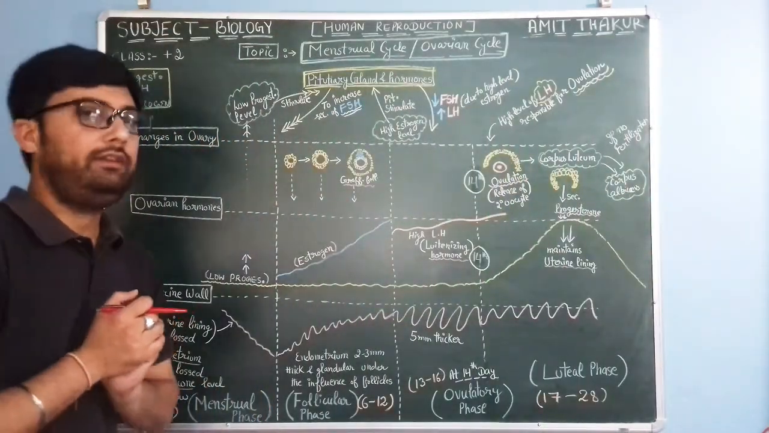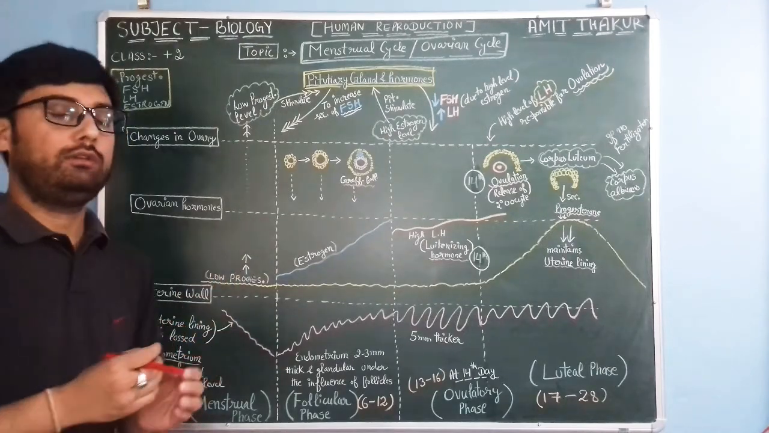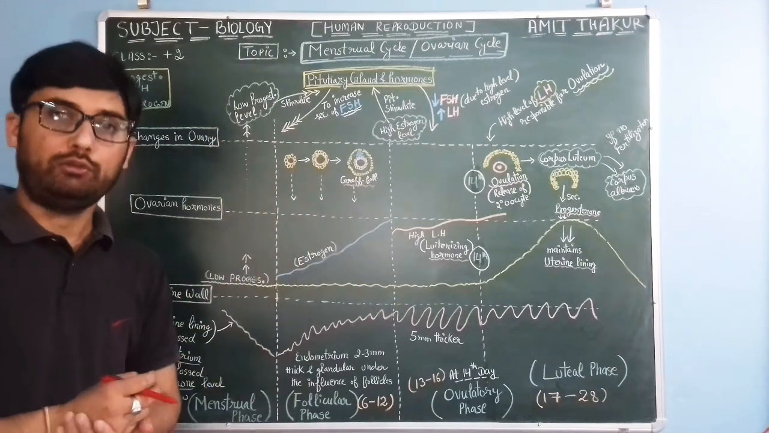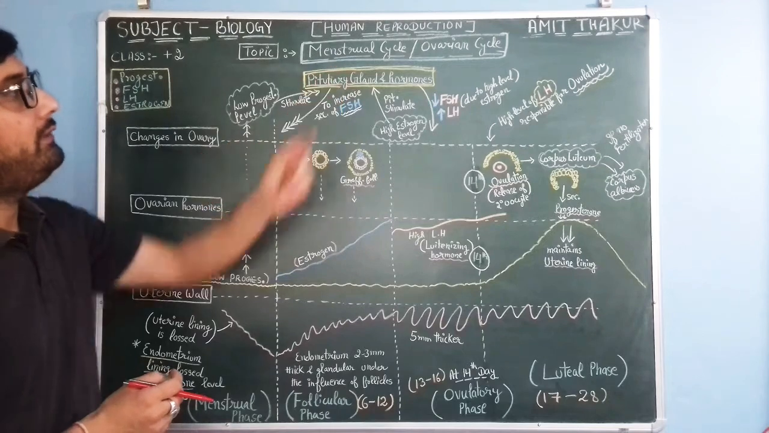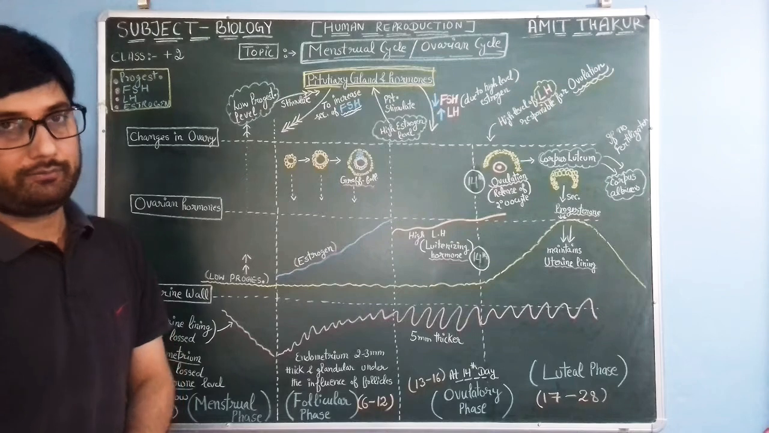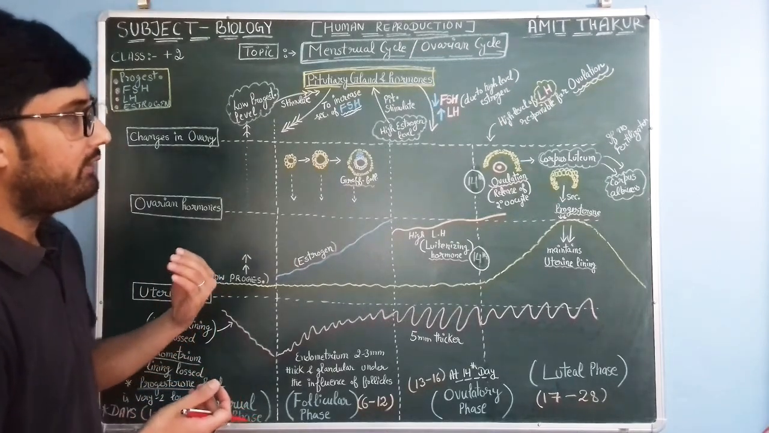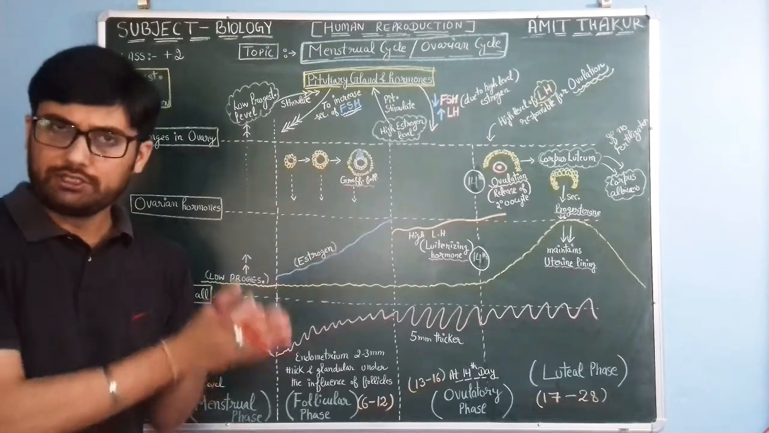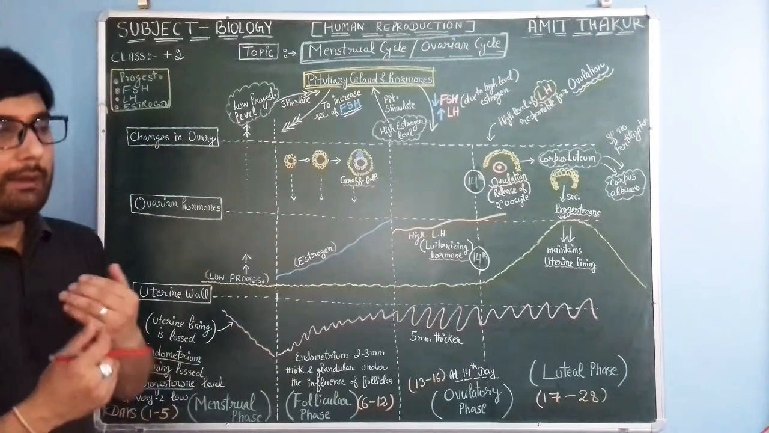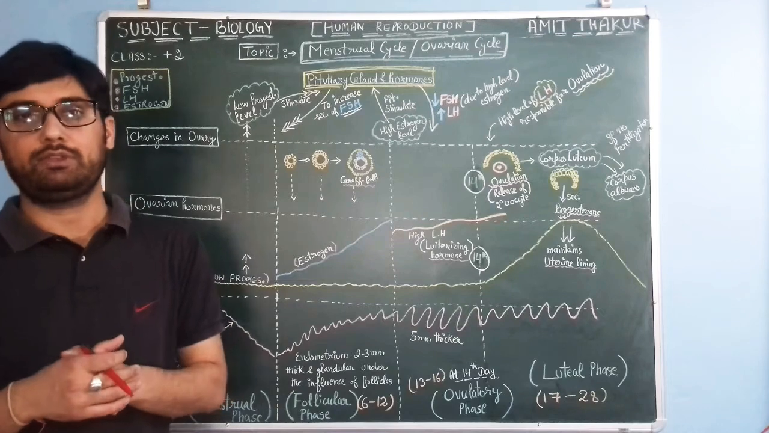Very good morning, students. Today we're going to discuss a very important topic in the chapter Human Reproduction. The topic is the menstrual cycle, also known as the ovarian cycle. In the previous lecture we studied an introduction to the menstrual cycle, and we told you about four different phases in the menstrual cycle.